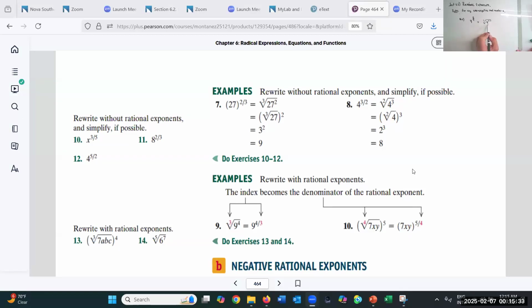I need to do 4 raised to the 5, multiplied by 4 by itself 5 times, and then take the square root. Kind of painful. It's better just to find the square root of 4, which we know is 2, and then we raise it to the 5, which is 2 to the 5, which will be 32. And we're done.